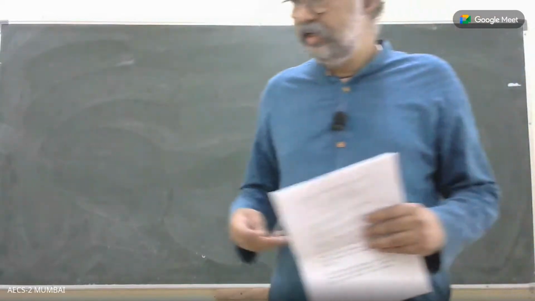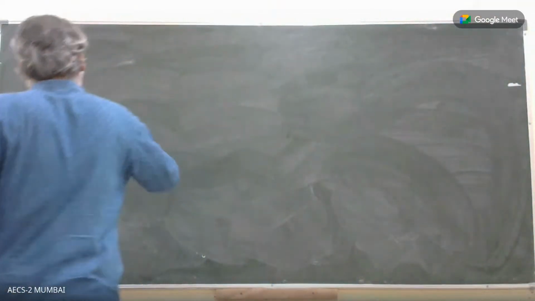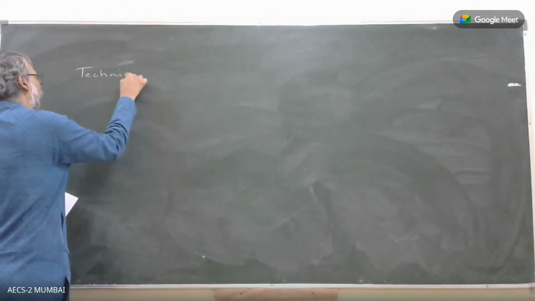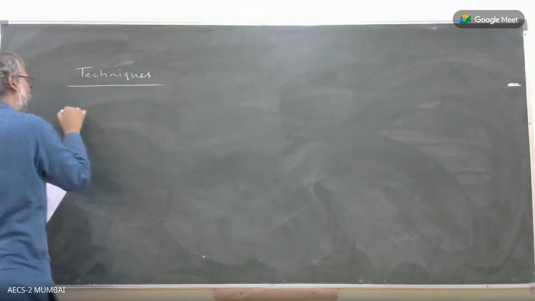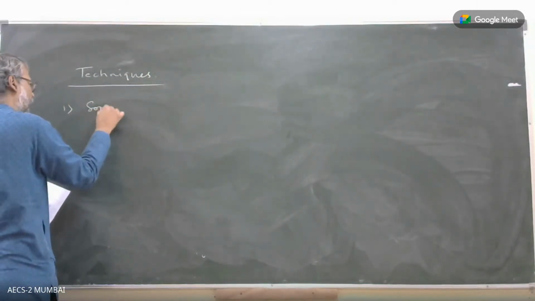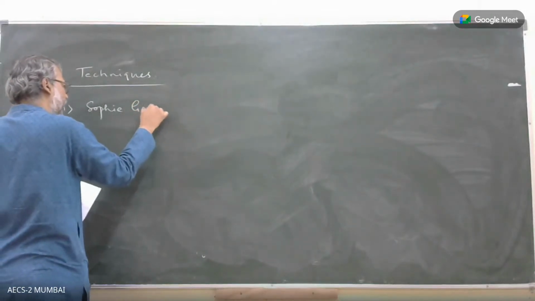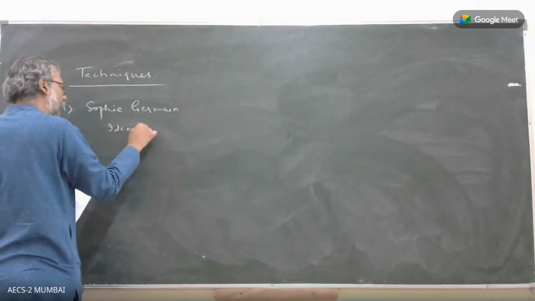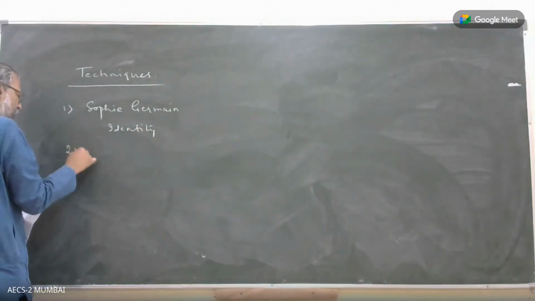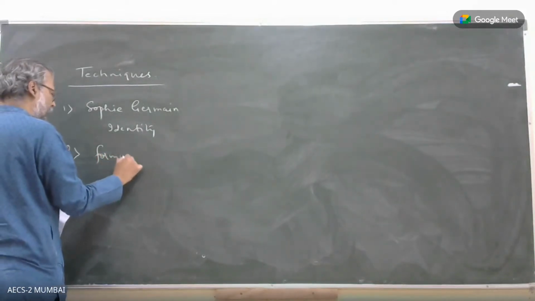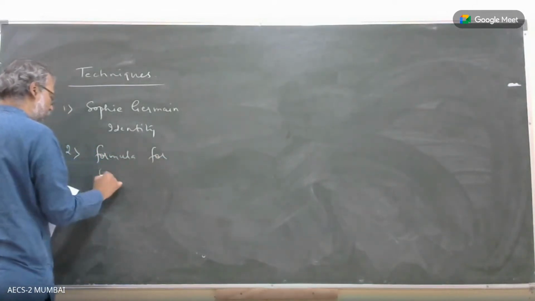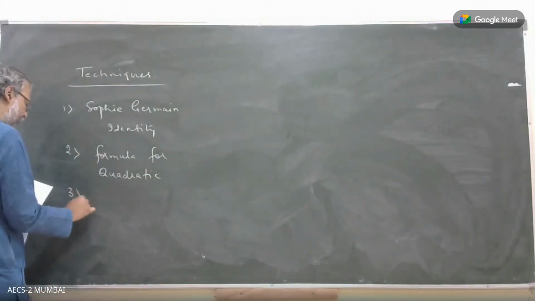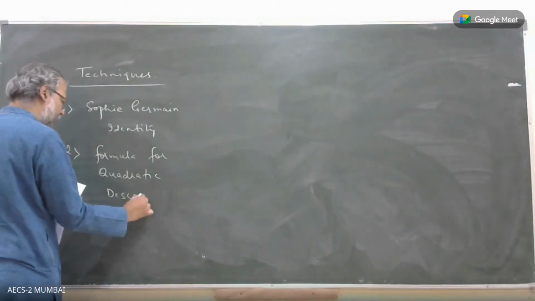So in the second session, a little harder problem, and I'll focus more on different number theoretic techniques. For example, in many problems we use the Sophie Germain identity. That's a common technique. Or the formula for quadratics. Or Fermat's descent method.